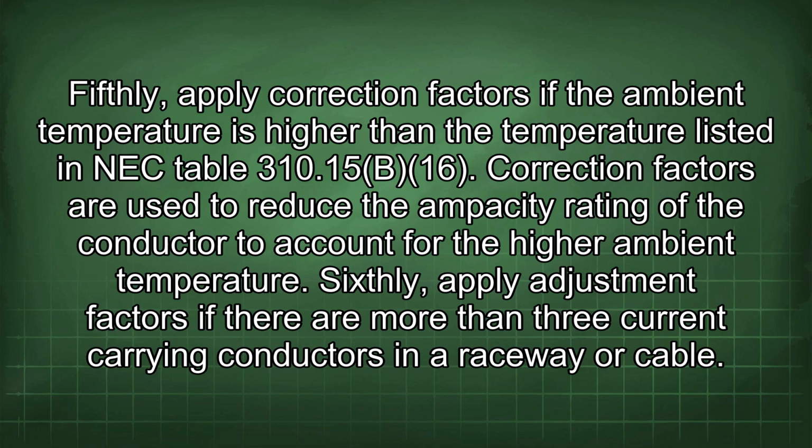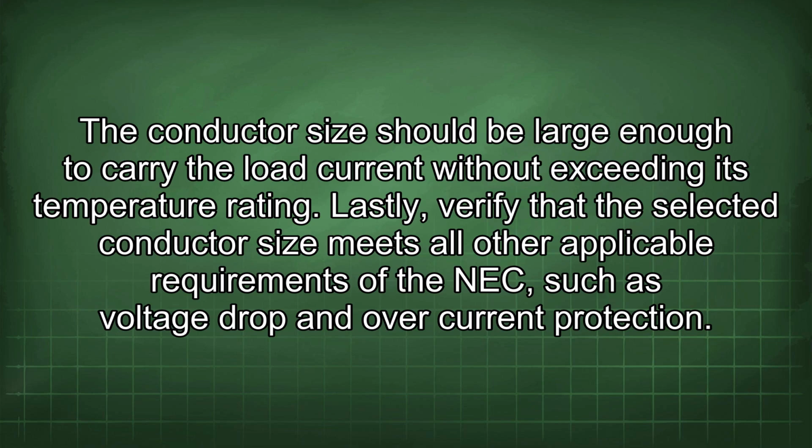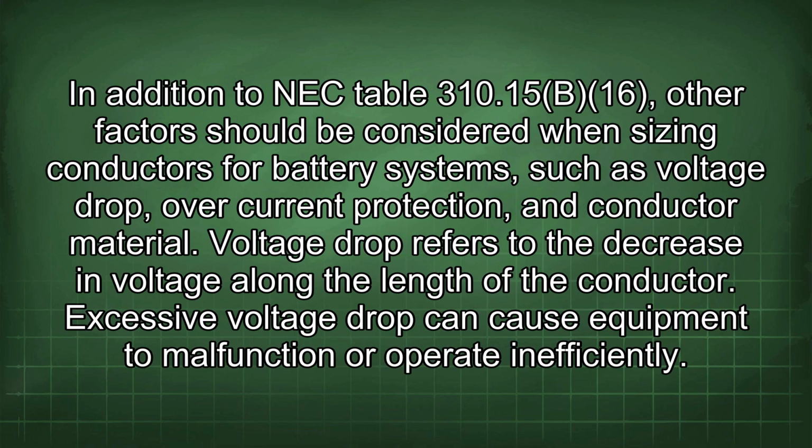Sixthly, apply adjustment factors if there are more than 3 current-carrying conductors in a raceway or cable. Adjustment factors are used to reduce the ampacity rating of the conductors to account for the increased heat generated by the additional conductors. Seventhly, select a conductor size that has an ampacity rating equal to or greater than the adjusted load current. The conductor size should be large enough to carry the load current without exceeding its temperature rating. Lastly, verify that the selected conductor size meets all other applicable requirements of the NEC, such as voltage drop and overcurrent protection.